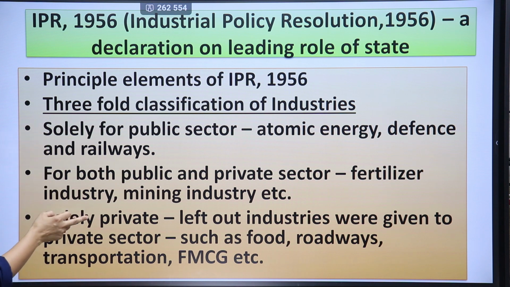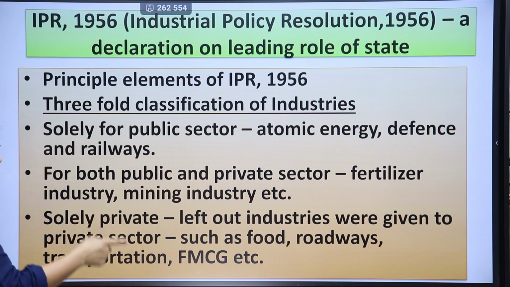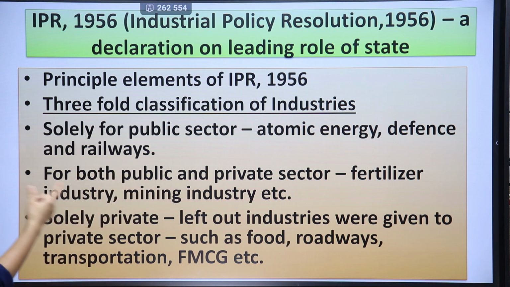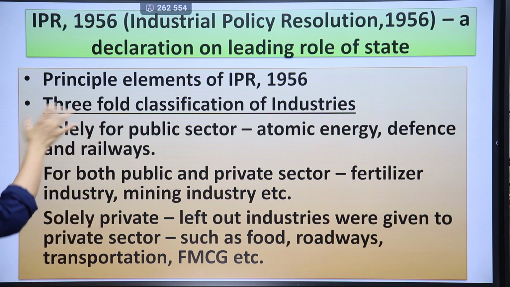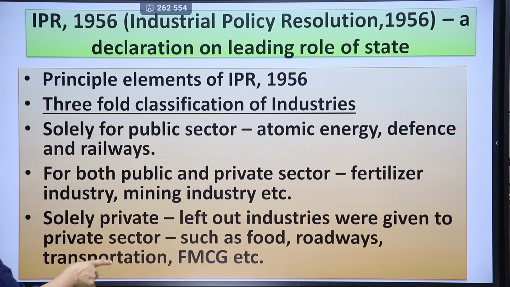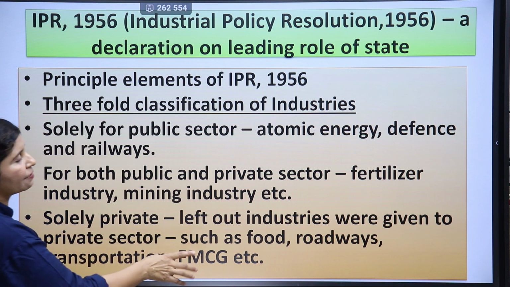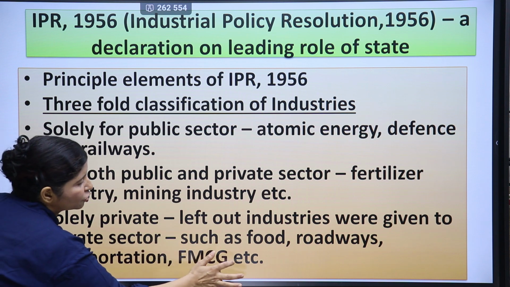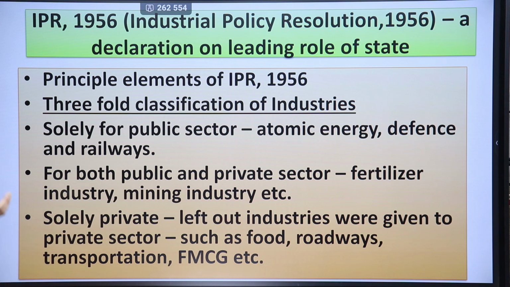Now, there is a second category which is open to be used or produced by both public and private sector. Just like fertilizers could be produced by both. The mining industry was also controlled by both private and public sector. Then solely private, only for the private sector. Government was not eager, or it was not a sector in which the government needed to invest. Left-out industries were given to the private sector, such as food, roadways, transportation, FMCG, etc. FMCG, fast moving consumer goods, like toiletries, soap, toothbrushes, toothpaste, cameras, dolls, toys, garments, etc.